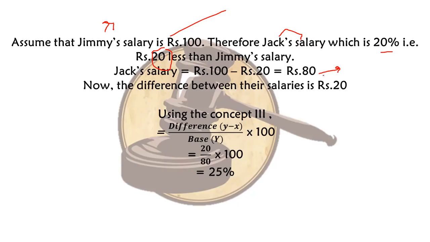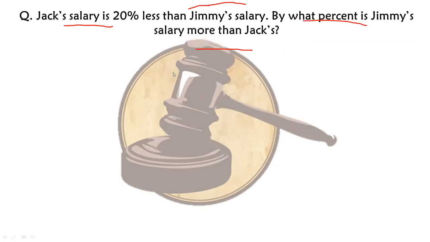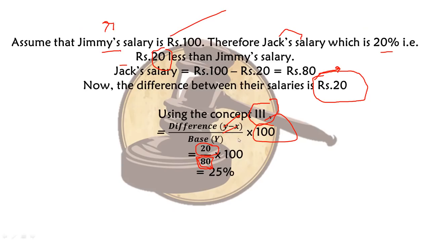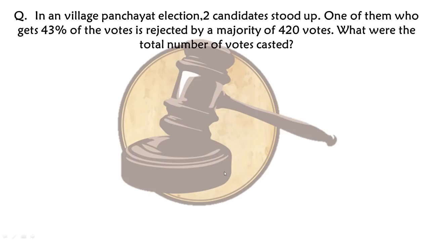Now the difference between their salaries is rupees 20. You do nothing here, just use concept number 3. Take the difference, take the base, multiply it by 100. So the difference between their salaries would be rupees 20, that is 100 minus 80, which is 20. And at the base we have 80 because we are comparing it with Jack's salary. What percentage is Jimmy's salary more than Jack's? So Jack is being compared here, so it will be in the denominator. So 20 by 80 into 100 gives you 25%. Easy question. Now, next question.